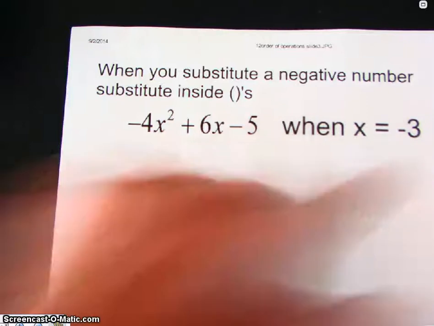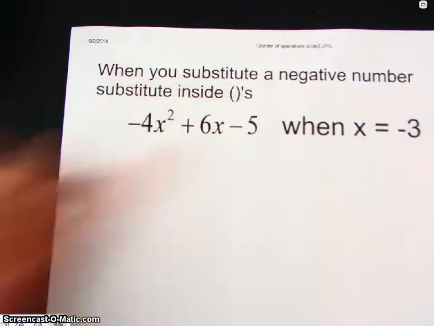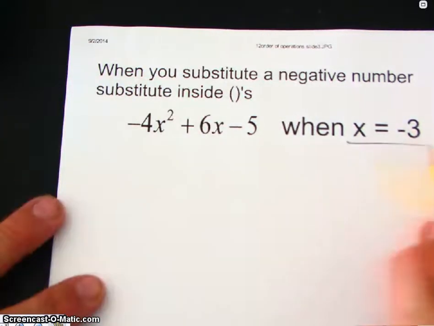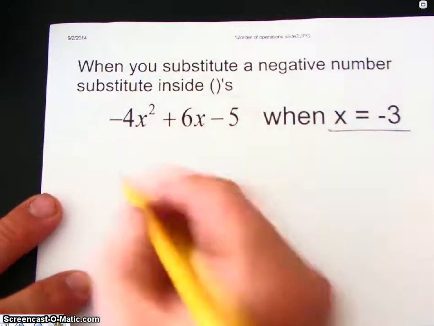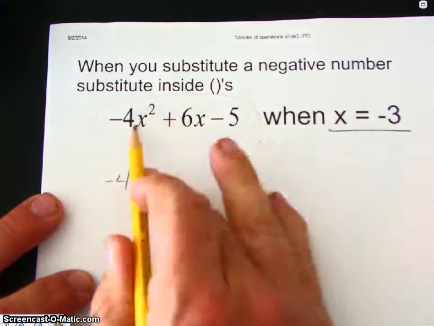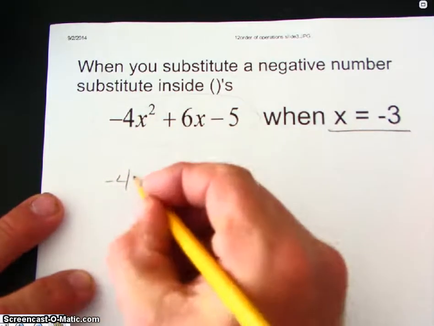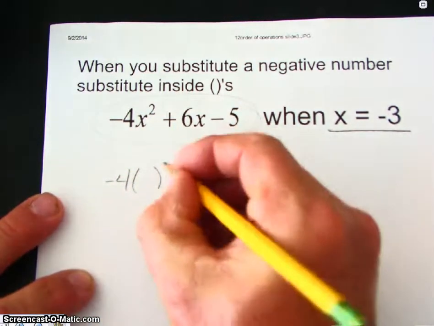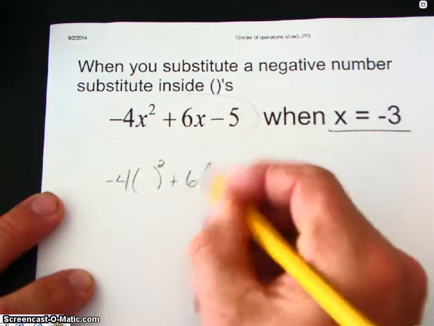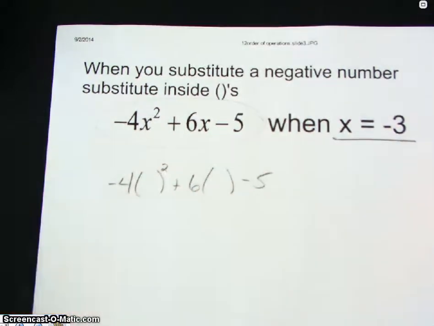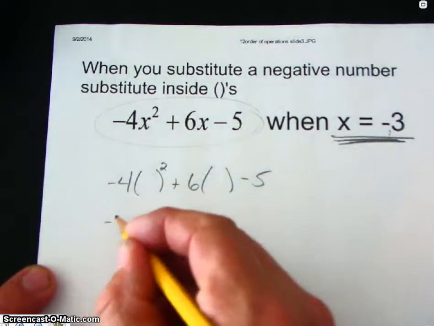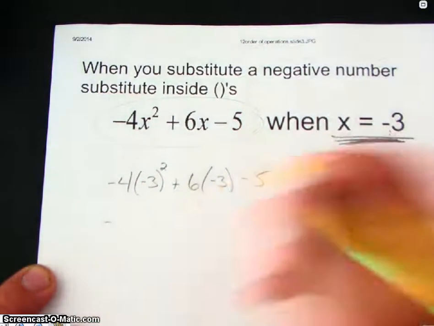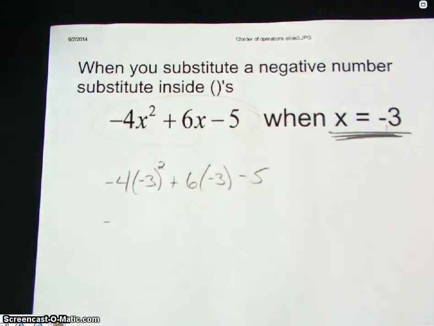Now when you substitute a negative number, you substitute it inside parentheses. What that means is this. Here, x is negative 3. So what I like to do is take this expression and rewrite it without the variables. So in other words, this x I'm going to replace with parentheses. I took the x's out and put parentheses. Now this will go into the parentheses. So I'll put a negative 3 in here and a negative 3 in there. Now I do order of operations.